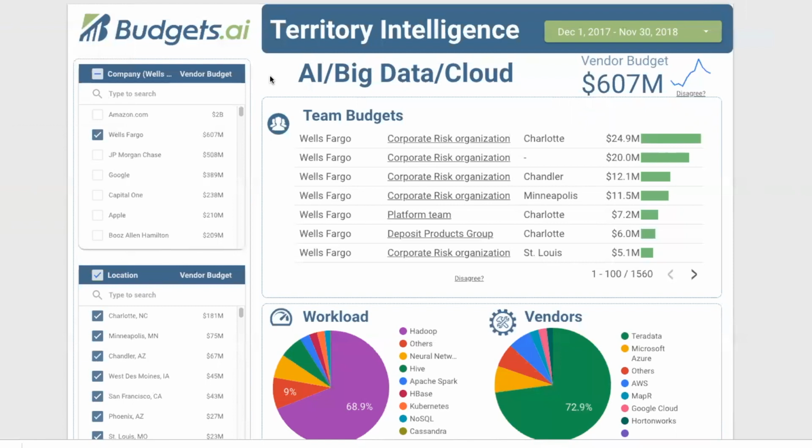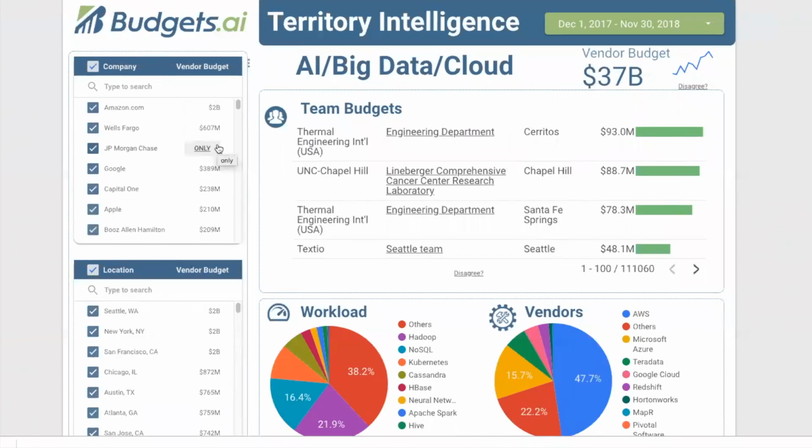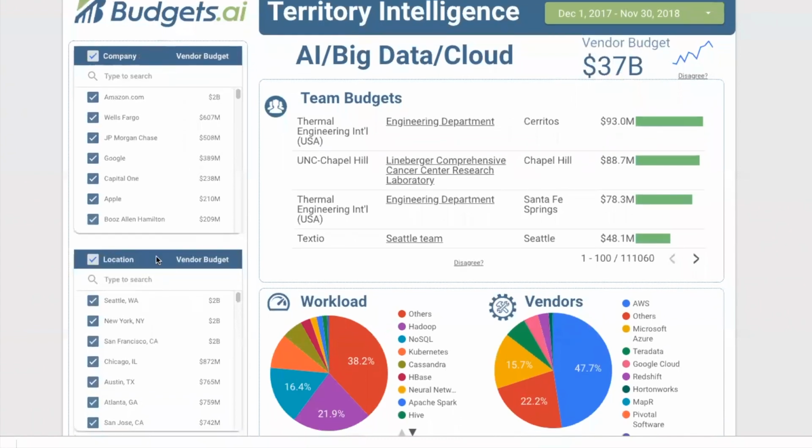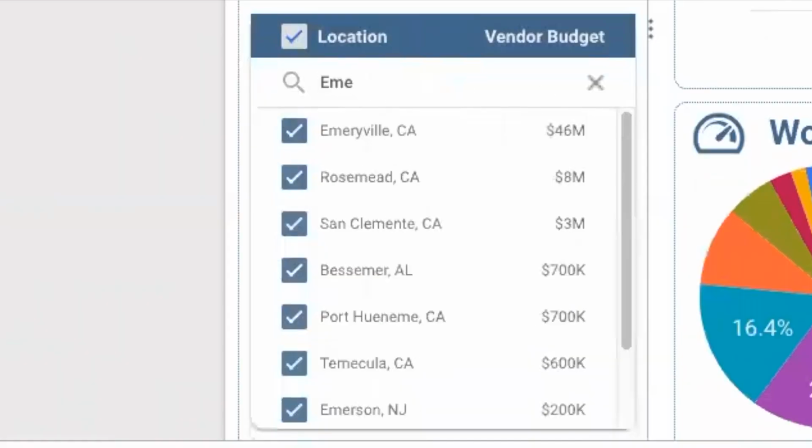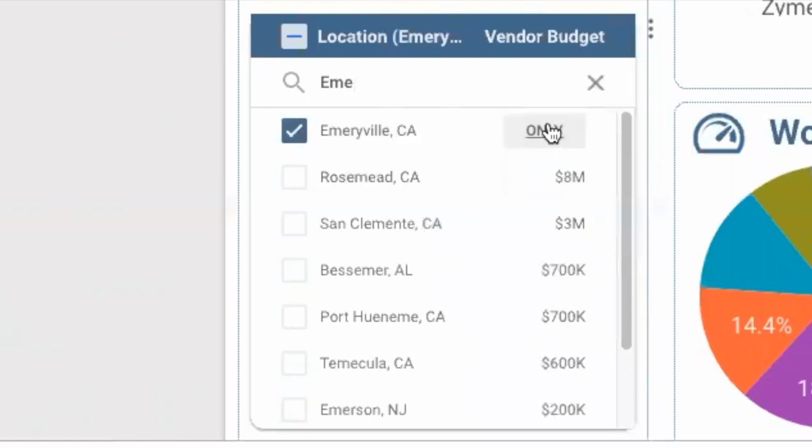Okay. Fair enough. And there are all these new companies that are coming up, especially in the Bay Area, right? There are these fast-growing new companies that have significant funding coming from deep-pocketed VCs. For example, if you want to see just one city, Emeryville, right? Let's say Emeryville, it's saying 46 million is being spent on big data, and we know that there are really no big companies in Emeryville, right? But still, there is 46 million.